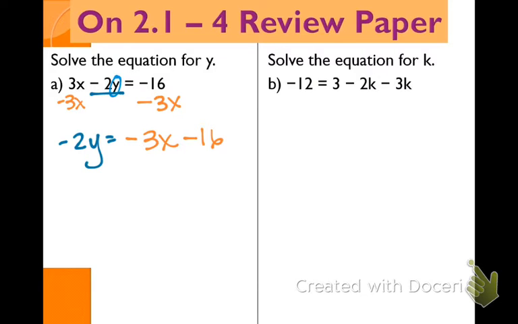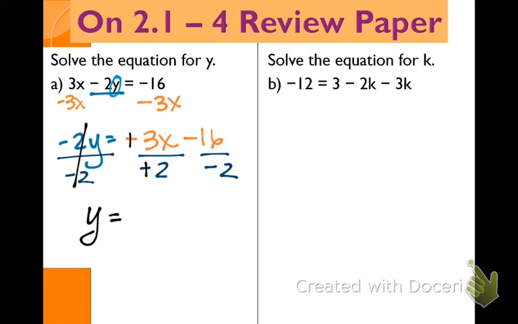So now I have negative 2y by itself. What is the negative 2 doing to y? It's multiplying. So the opposite of multiplying is dividing. So I'm going to divide each piece by negative 2. This is so I can simplify. What happens when I have a negative over a negative? Yep, makes a positive. And then can 2 go into 3? No. And then same thing here, the negative over negative. We're going to have a positive. And then what's 16 divided by 2? 8.